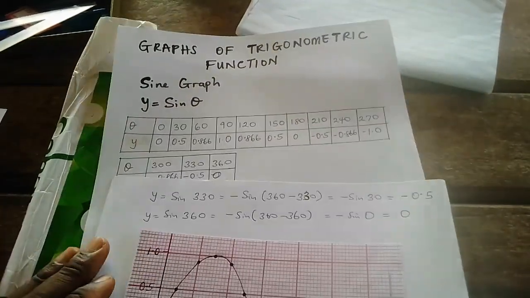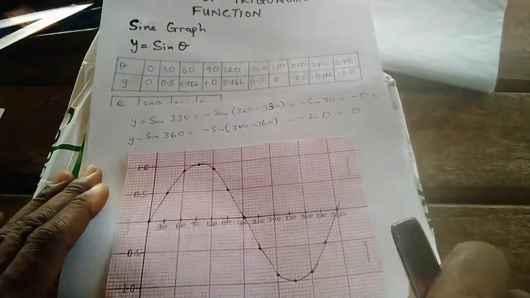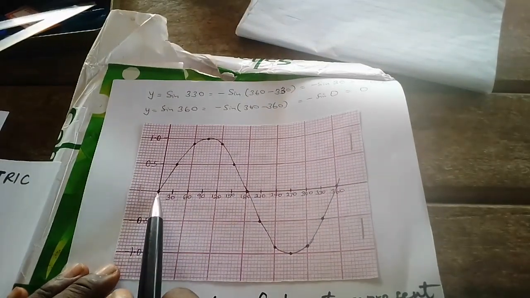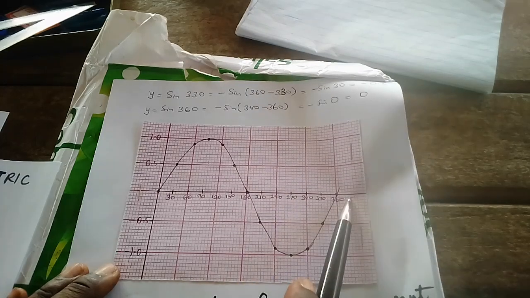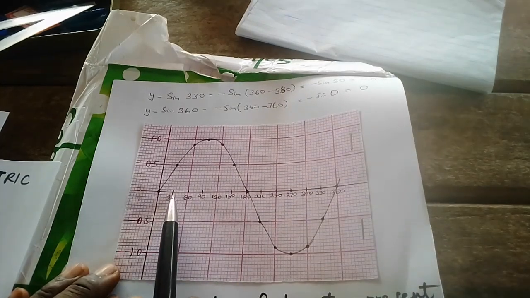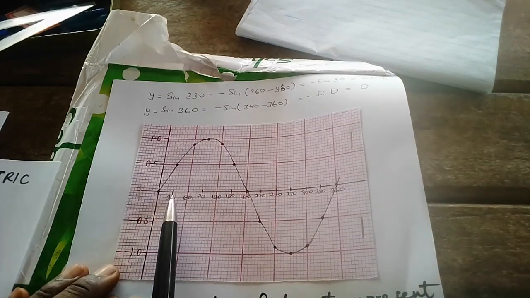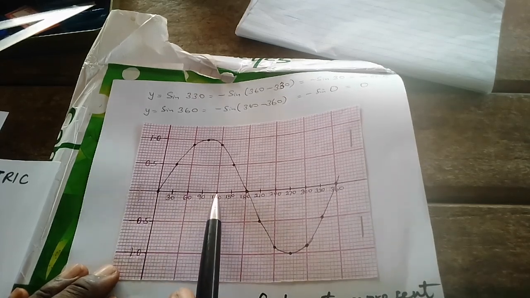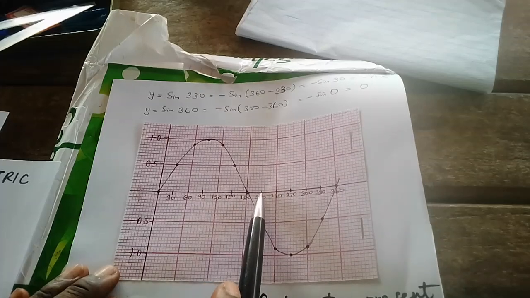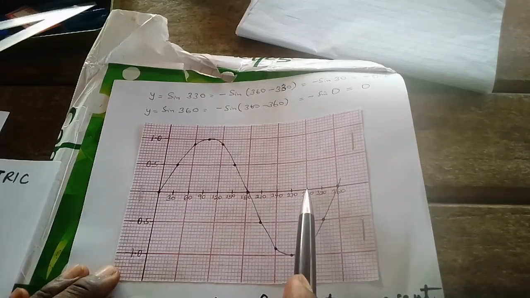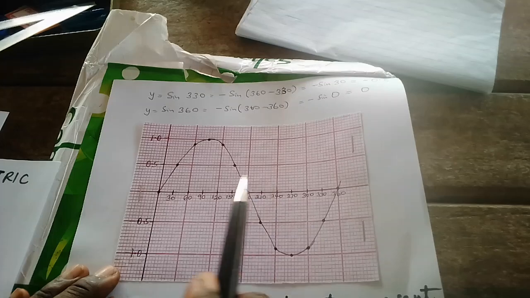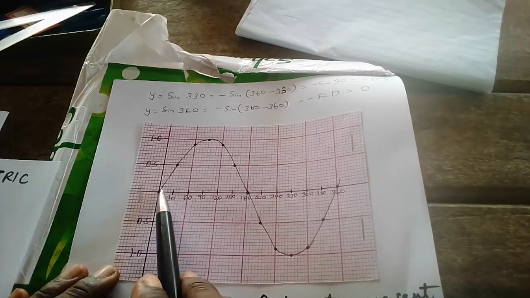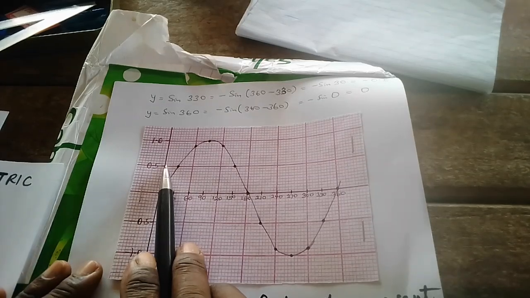Now on my graph paper, on the x-axis is where you are putting the value for theta. So I'm using 1 centimeter to represent 30 degrees on the x-axis. That means having 30, 60, 90, 120, 150, 180, 210, 240, 270, 300, 330. On the y-axis, I'm using 2 centimeters to represent 0.5 units.